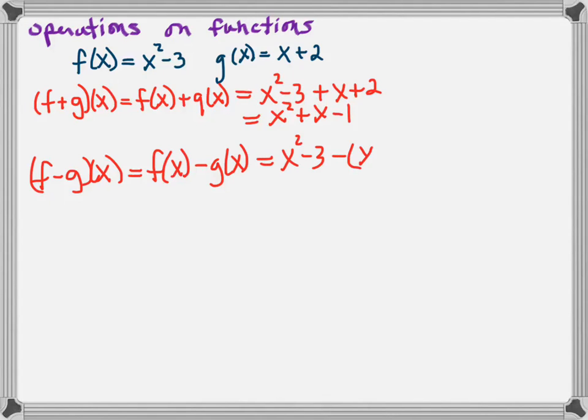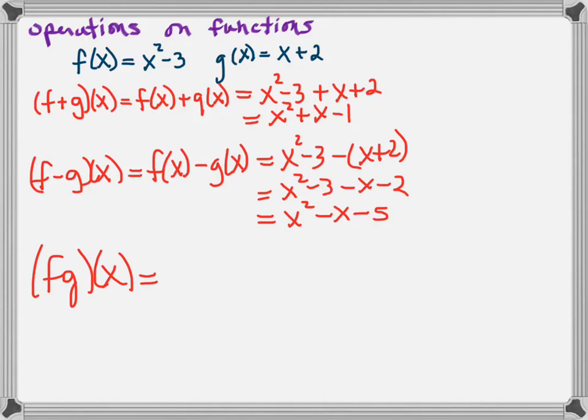So we take f of x, which is x squared minus 3, and we subtract off all of g of x. So we have to make sure there's parentheses. So it's minus the parenthesis x plus 2. And then distributing that, we get x squared minus 3 minus x minus 2. And then adding our like terms just gives us x squared minus x minus 5.